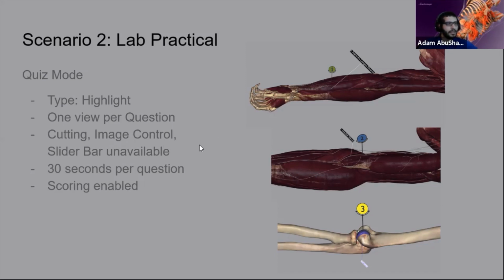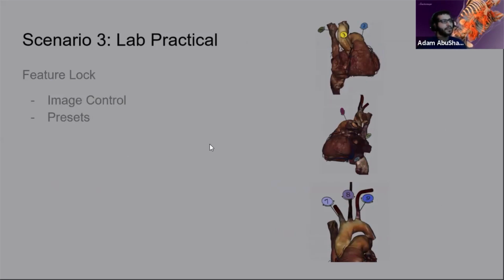If you wanted to use feature lock for the lab practical, you could provide your students with a worksheet and only allow these specific controls, the image control and the presets. So they could switch between the different presets while being able to move around the image to see the different pins that you're putting on. And they should be able to identify the structures just based on the view you provided them. So that's another way of performing a lab practical using feature lock.